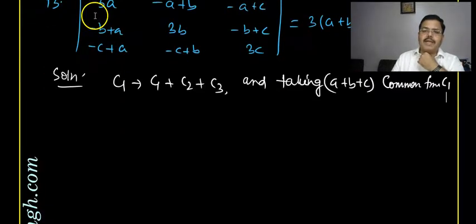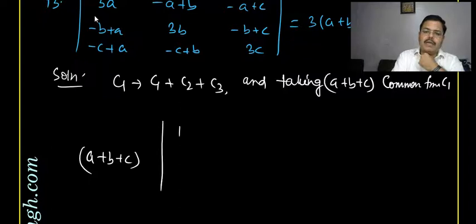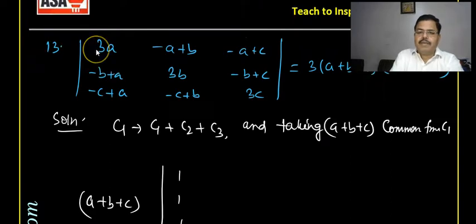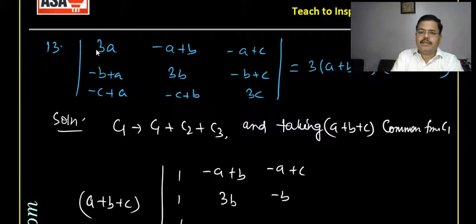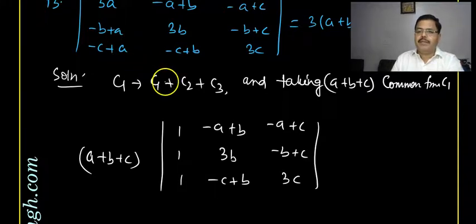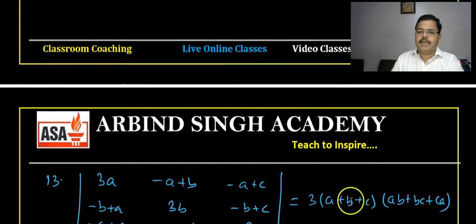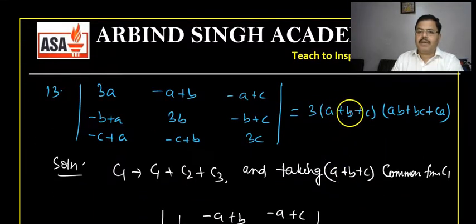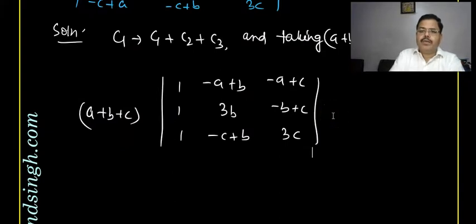Then what will happen? If I write it directly, there will be a plus b plus c as a common factor, and 1, 1, 1 will be left, and there will be left minus a plus b, minus a plus c, 3b, minus b plus c, minus c plus b, and 3c, like this. Now we have to find ab plus bc plus ca, because this 3 and 3 will also come, but a plus b plus c has come. Now you have to bring maximum zeros, but how will it be possible?